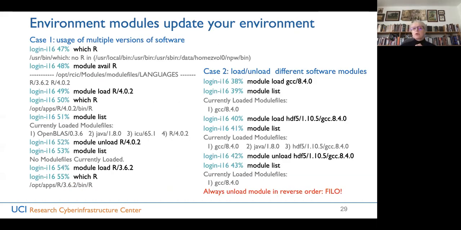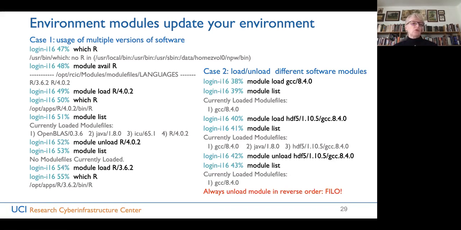So environment modules modify and update your environment. You can use different versions of the same software, but not at the same time. Here, in case one, I give you the rough outline of how you can use, for example, different versions of R. First, you check what R is available. You see that we have two modules for version 3 and version 4.